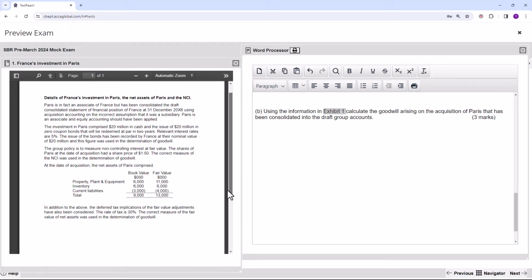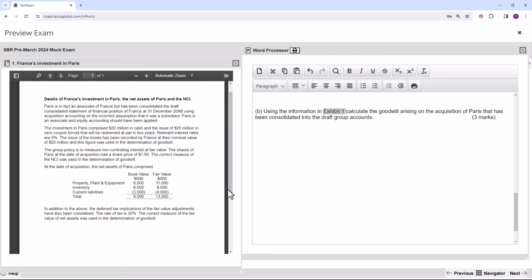And in Exhibit number 1, to be honest, quite a lot of information is given, and it's important that we understand what is going on. Now, we've teased ourselves in the opening part of the question that having a 40% holding in theory could be an associate or it could be a sub. It's most likely to be an associate. And we're told here that Paris is in fact an associate. But in the draft accounts we've been given, it was consolidated as a subsidiary incorrectly.